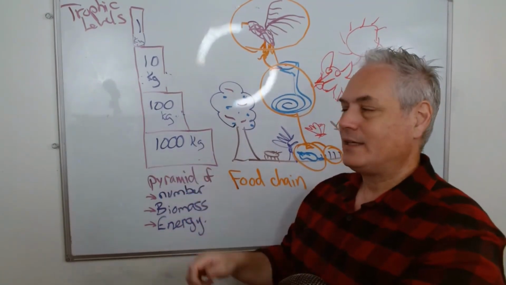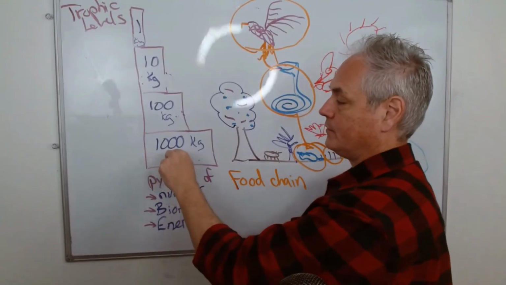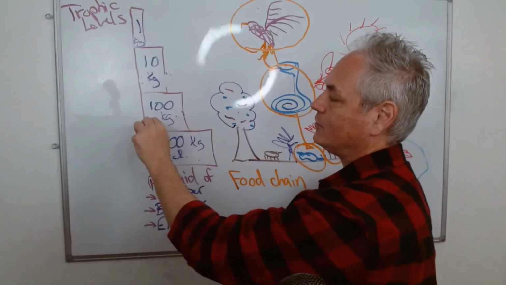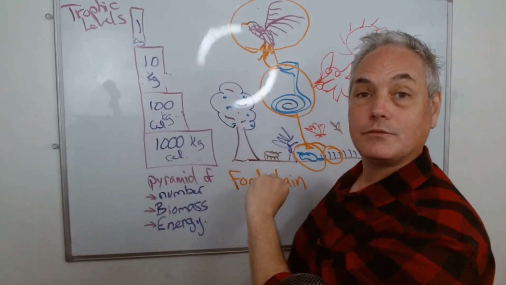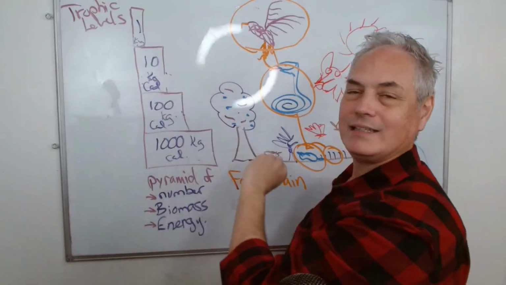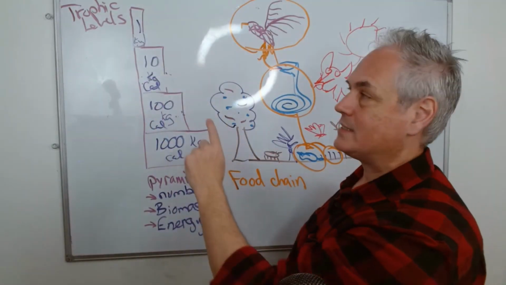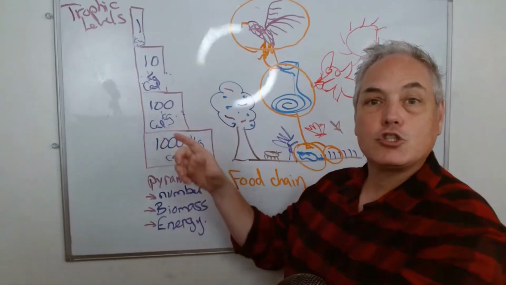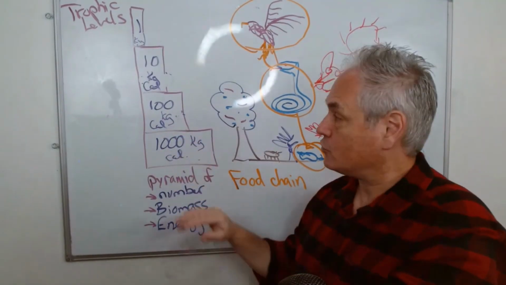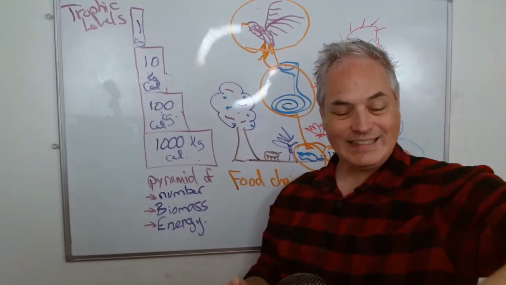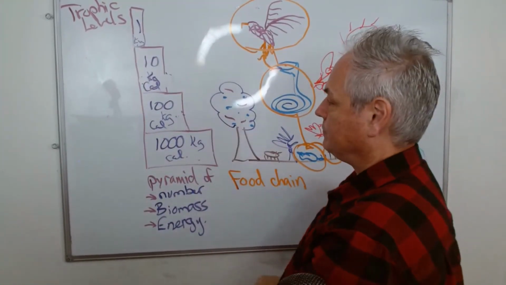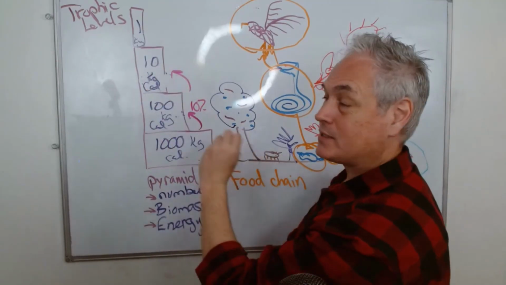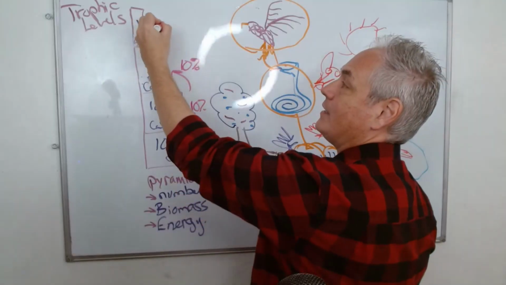So for example, you could have here 1,000 calories, which will be able to maintain 100 calories for the mouse, which will be able to maintain 10 calories for the snake and only 1 calorie for the hawk. So as you can see, there's a loss of available energy. The transfer of energy decreases every time we change level. And as you can see, we have about 10% of the available energy.